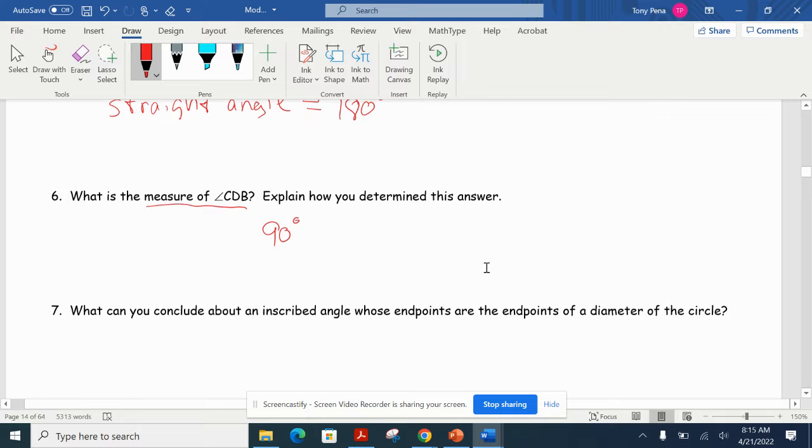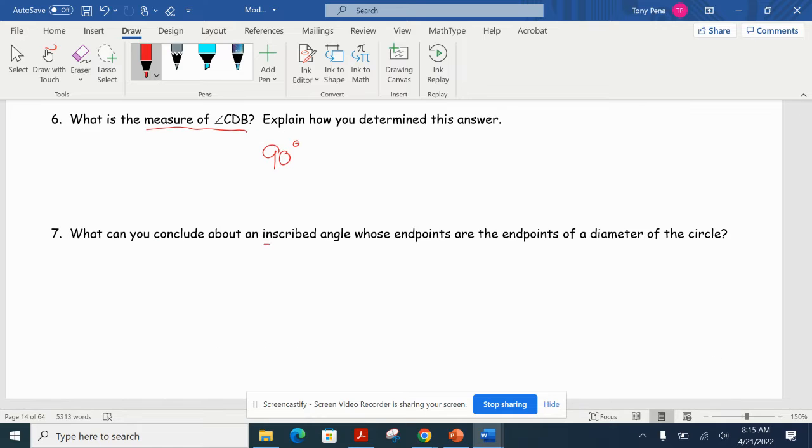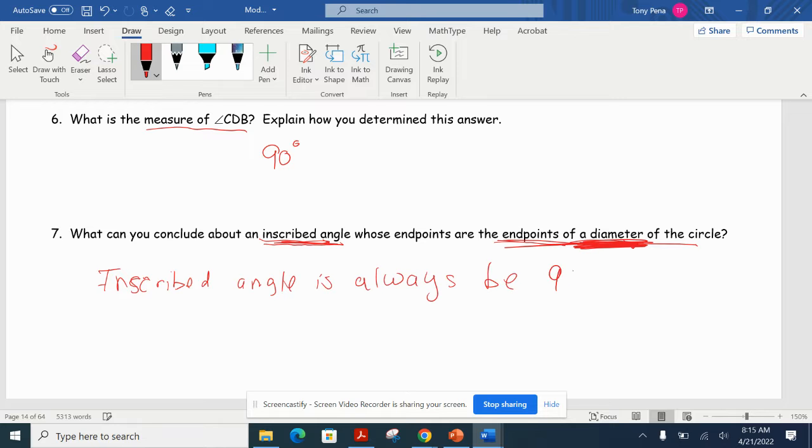All right, so the conclusion real quick in number 7, we're actually going to write a couple of different things. This is asking you about the inscribed angle whose endpoints are the diameter of the circle. If it is the diameter endpoints, the diameter is always going to have a 180-degree measure. That means if the inscribed angle's endpoints are the endpoints of your diameter, the inscribed angle will always be a 90-degree angle, okay?